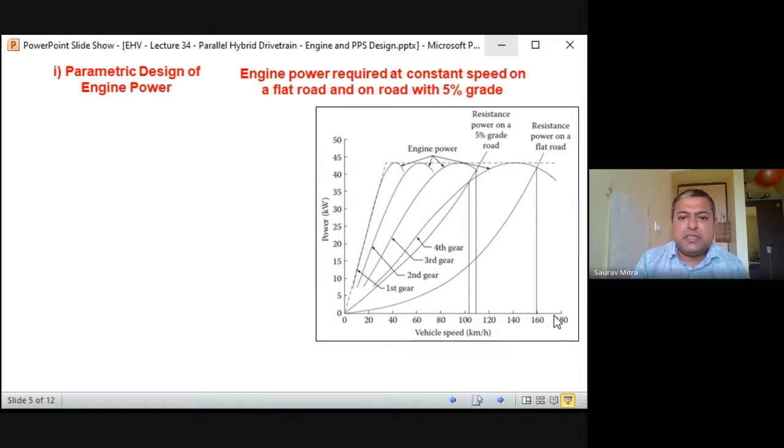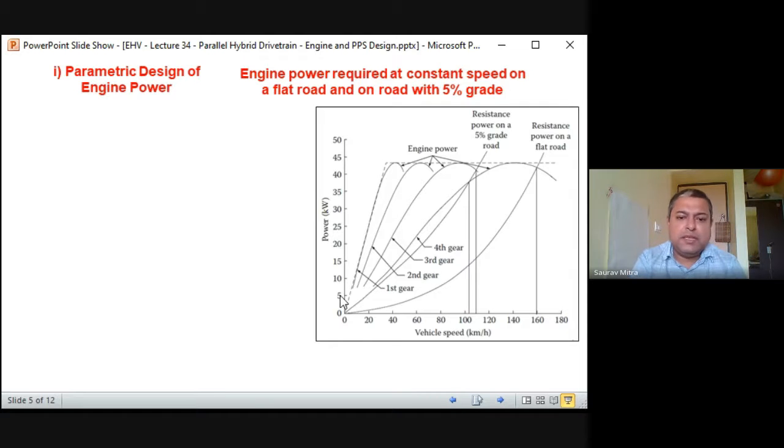So first, there are actually six graphs. First, these four: 1, 2, 3, 4. These four graphs you have to understand. In an exam also, you have to explain all these four graphs. They give how much engine power is produced for four different gears when the vehicle is running on the flat road.